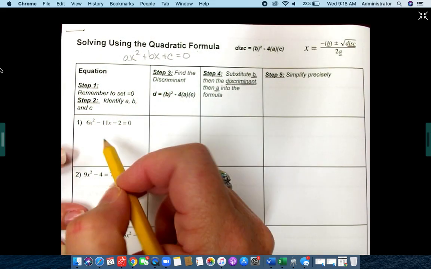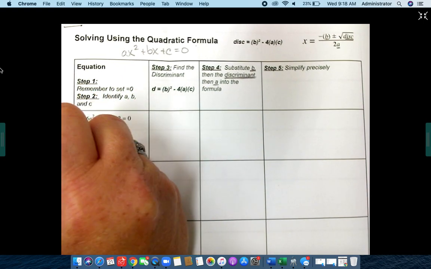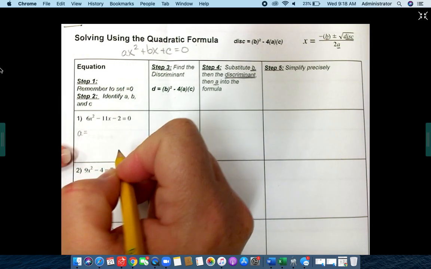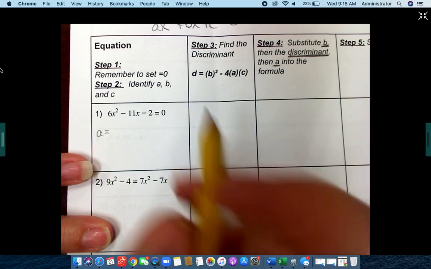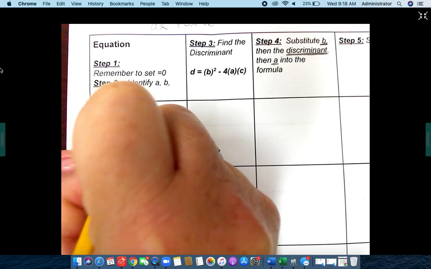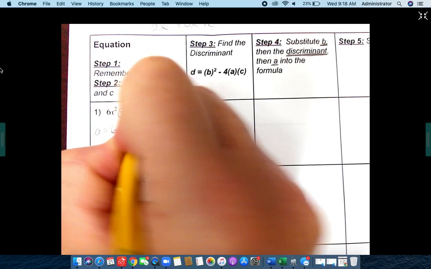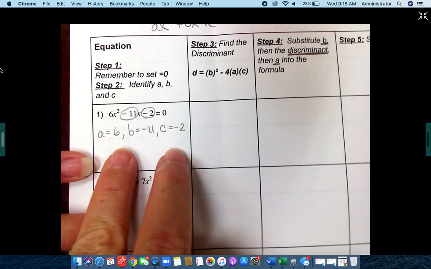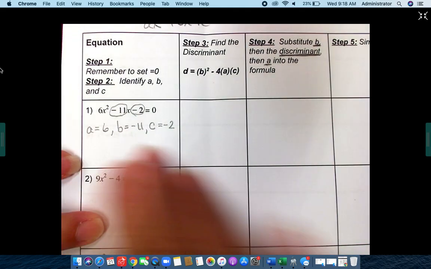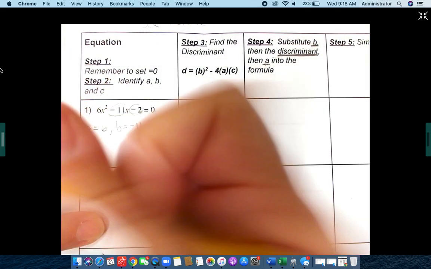So, let's go ahead and do all these steps here and get the discriminant. Like I said, we're going to do all the odd ones. So, here, it's already set equal to 0, so step 1 is done. Now, I'm simply going to identify my a, b, and c like we did before. So, here, my a is 6, my b is negative 11. The sign does belong to the number after it. And c is negative 2. If you incorrectly identify these values and use a positive instead because you missed the negative, all the work will be wrong. So it's very important to be very precise in all this. Make sure you identify the correct values.